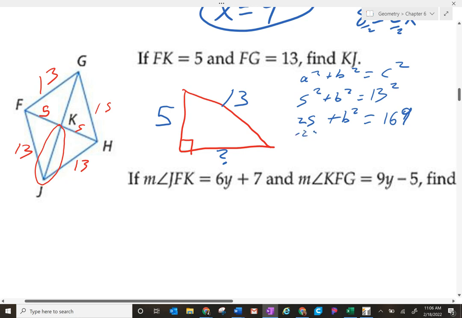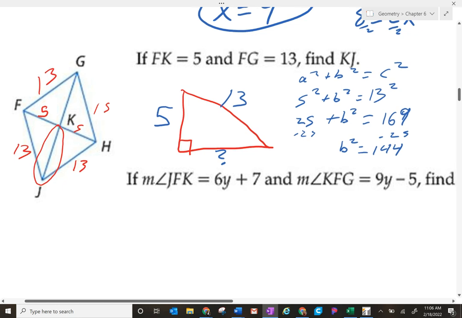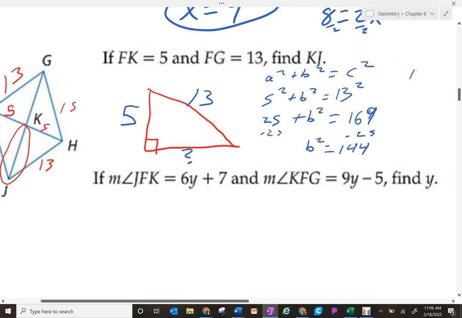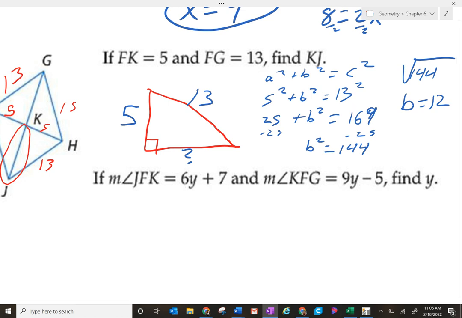So minus 25 to both sides. b squared equals 144. To get b all by itself, I'm going to do the square root. So 144, I'm going to do the square root of that. That tells me that b is going to equal 12. So the length of KJ, because we did all that, this one here, will equal 12.